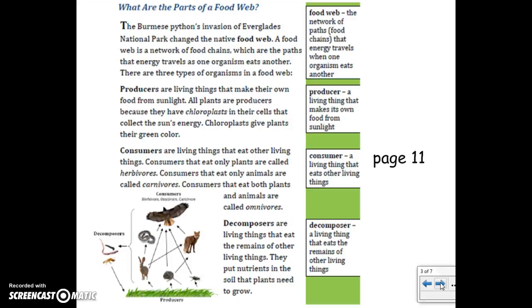Decomposers are living things that eat the remains of other living things. They put nutrients in the soil that plants need to grow.